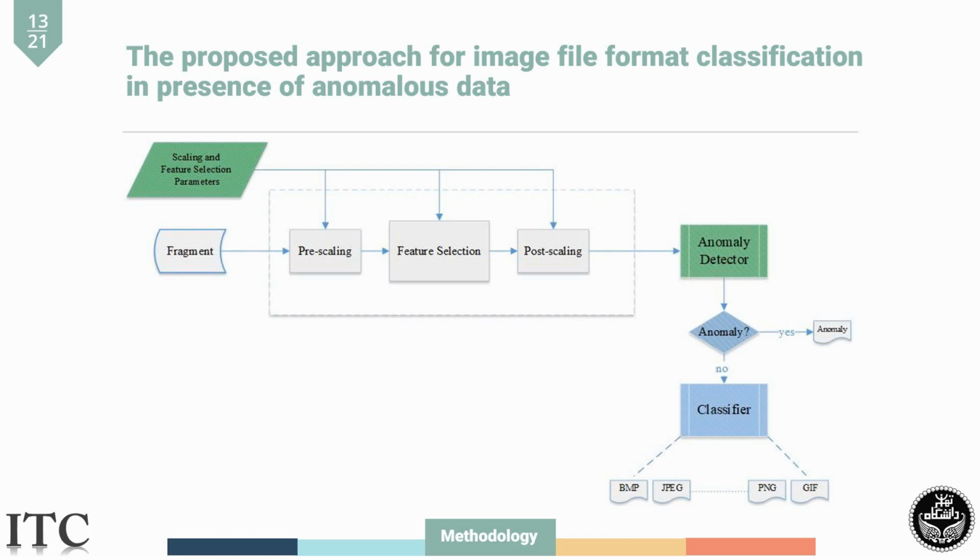The testing phase of the proposed method is shown in this picture. The input is a fragment. A fragment is first passed to the anomaly detector, and if it is determined as normal, it is passed to the image file classifier. Otherwise, the fragment is labeled as anomaly. To employ the framework, we applied three semi-supervised anomaly detection methods.